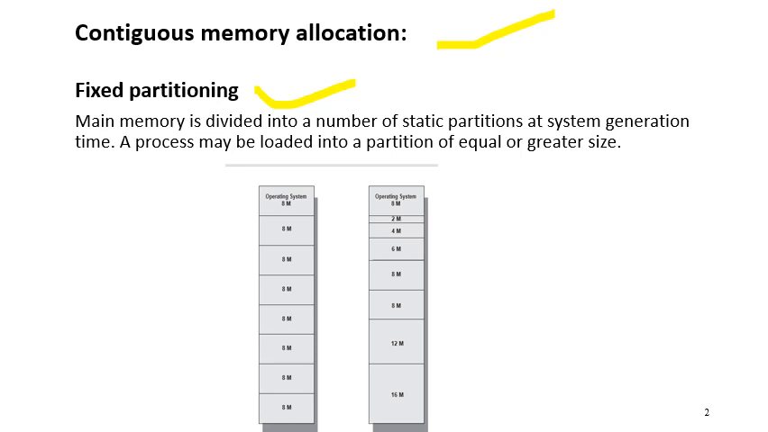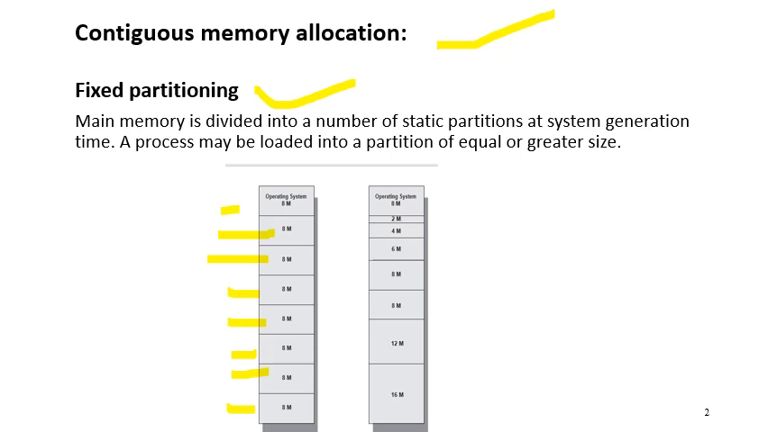Now let's see what fixed partition is. As the name indicates, fixed means not changing. Here the main memory is divided into a number of static partitions at system generation time. A process may be loaded into a partition of equal or greater size, as shown in the diagram. Here the operating system is arranged with all partitions equal, so the process may be loaded into a partition of equal or greater size.